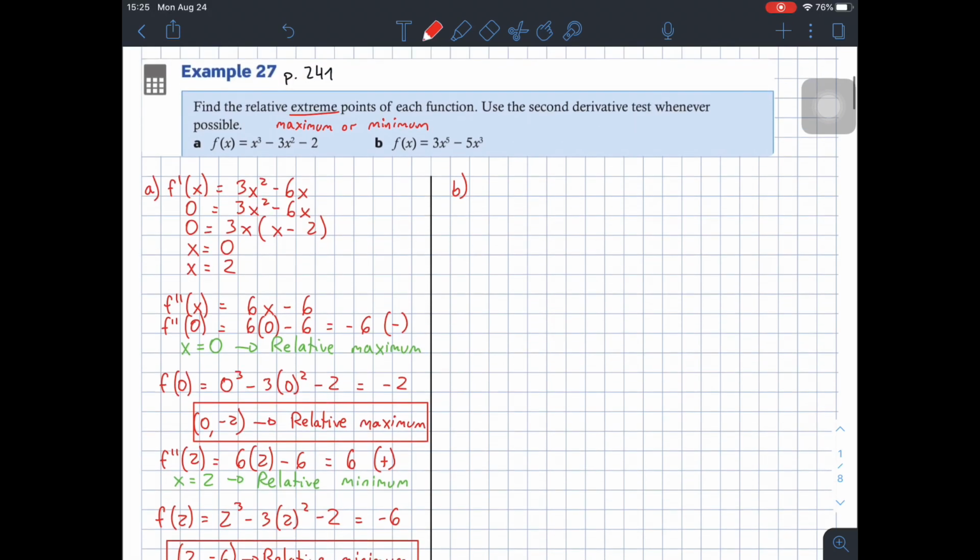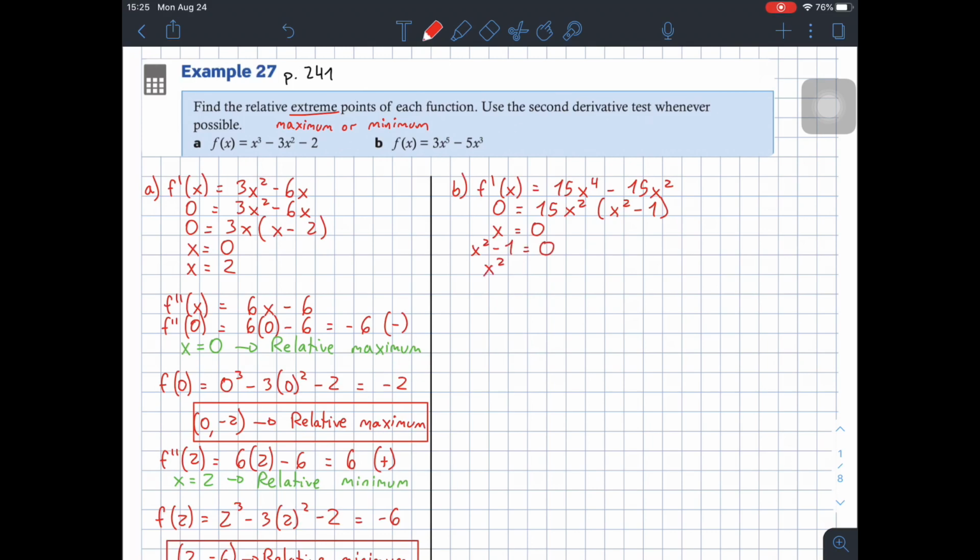We're doing the same thing. f of x is that, and we want to find relative extreme points, maximum or minimum points. We're going to find the first derivative first, which is 15x to the 4th power minus 15x squared. We're going to set this to 0 in order to find critical points. This is 15x squared times x squared minus 1.